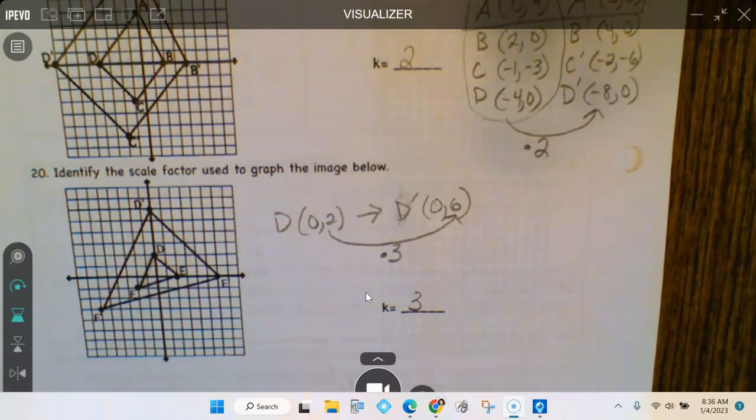That is it for dilations and for our symmetry lessons for 6.3. Now go ahead and try the practice.